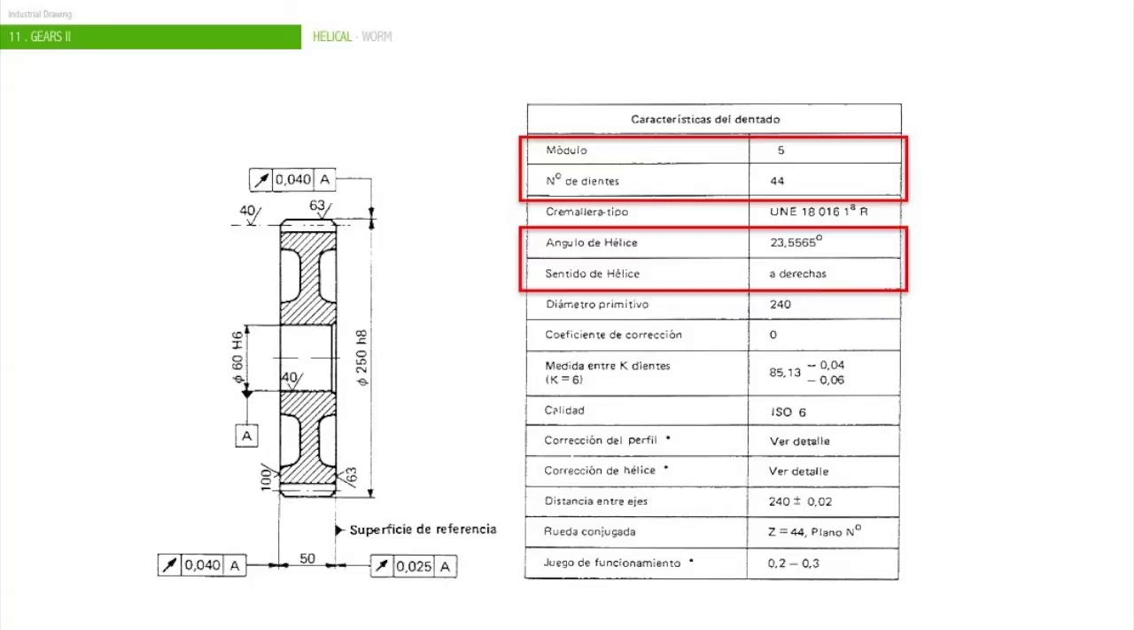The information needed in the drawing, besides the lines and the surface characteristics, tolerances, and so on, is the data table. There we must indicate the module, the number of teeth, the helix angle, and the helix orientation.